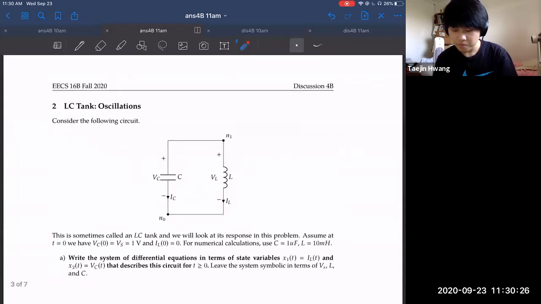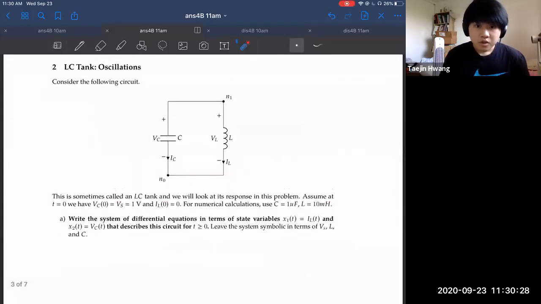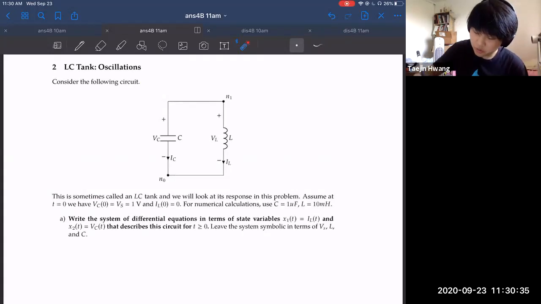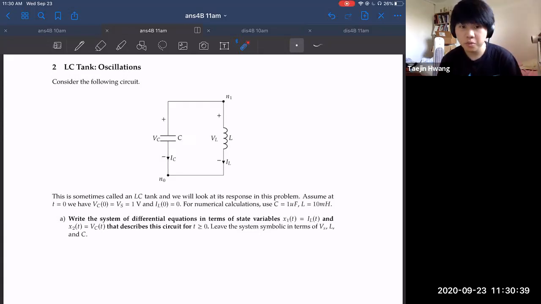So we have the actual setup of the problem. We have this LC tank where we have two devices in parallel. The first part is to write out a system of differential equations. I'll give some time for y'all to think about this, and if you have any questions in the meantime, feel free to ask.